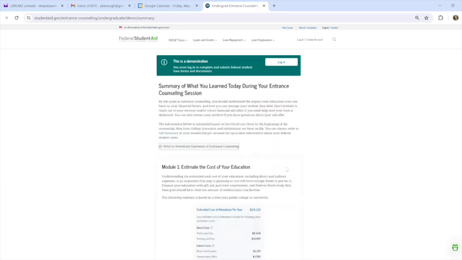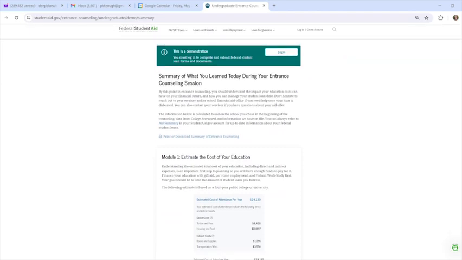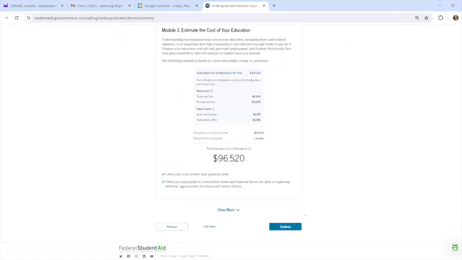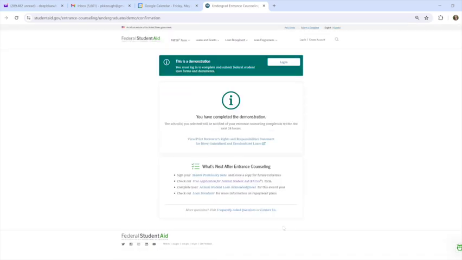Okay, as we go forward here, now they're giving you a summary of what you learned. They're going through all of this. You can hit continue. If you hit the other arrow, it would let you go through each module. I've completed the demonstration, but when you're done, it will tell you you've completed your entrance counseling. The next step is going to be to sign your master promissory note. So stay tuned for a video on that.